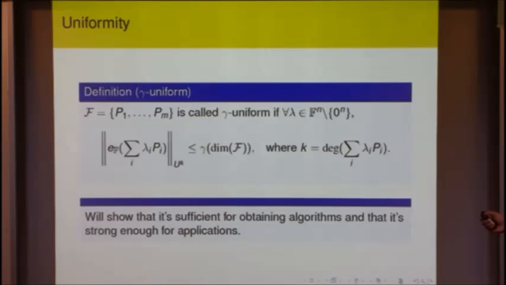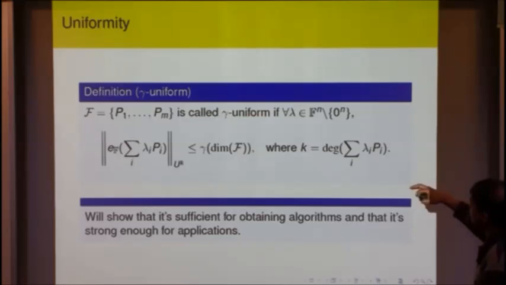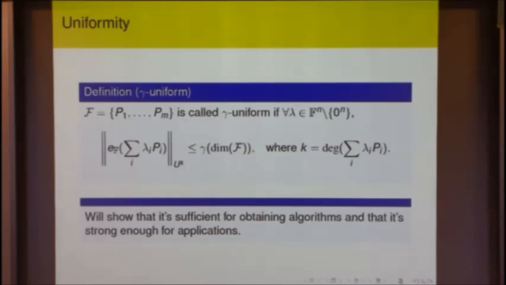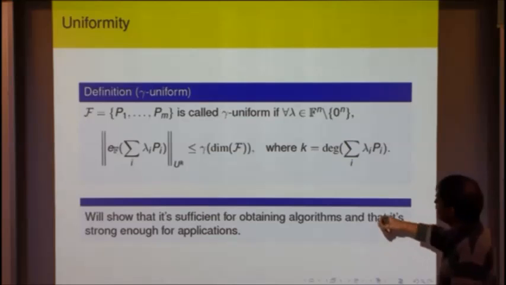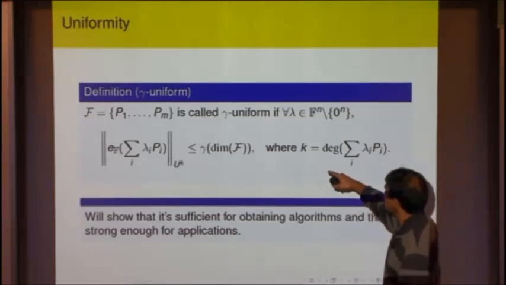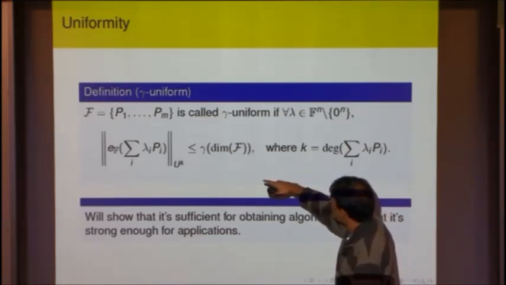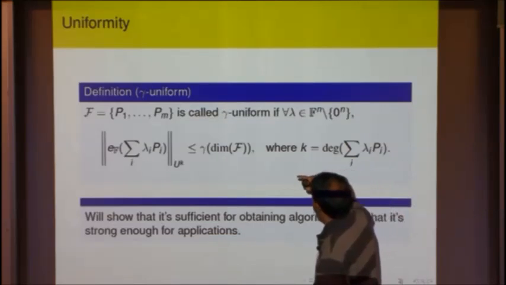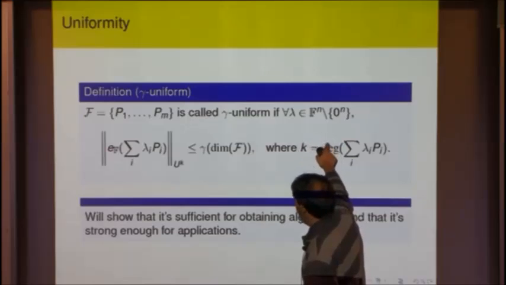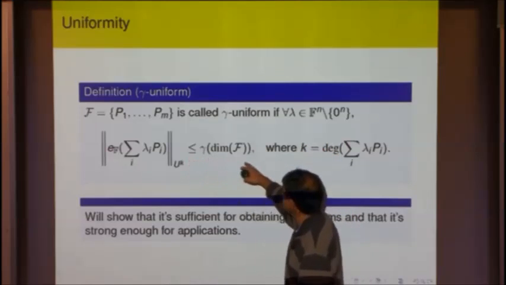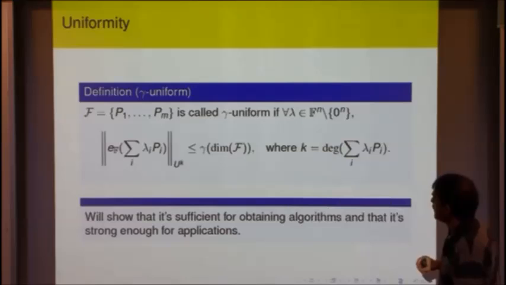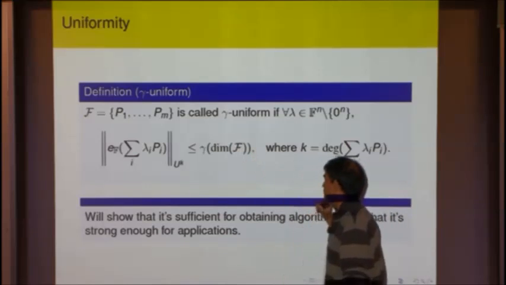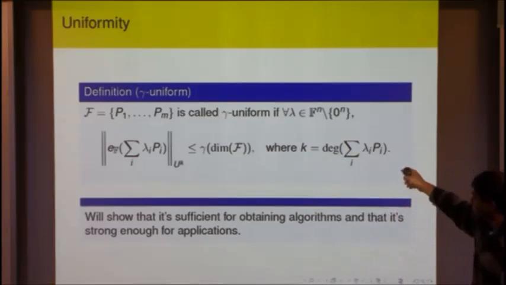Okay, and so our notion of regularity will use the Gowers norm. We'll say that a factor is gamma uniform if the U^k norm of the phase polynomial, for all linear combinations, should be at most gamma of m. The dimension of the factor refers to m, where k is the degree of this linear combination.